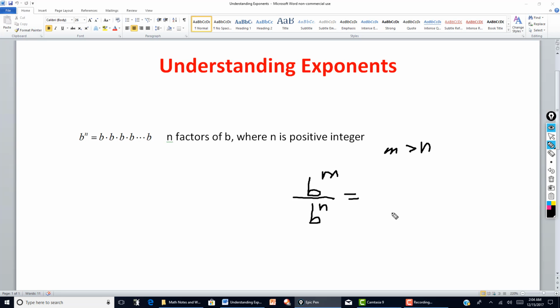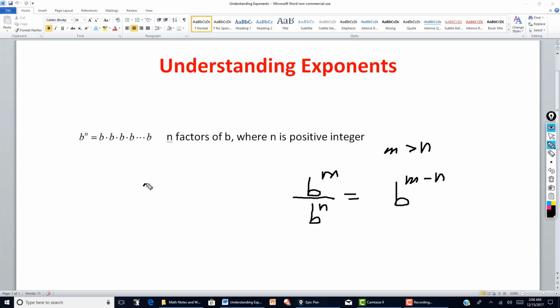So I can actually cancel a lot of those b's. In fact, I can cancel n of them. So what's going to be left? If the top has m and I cancel n of the b's, I'm going to get m minus n. So this little law here tells me that if I'm dividing two powers of the same base, bring down the base and subtract the exponents.